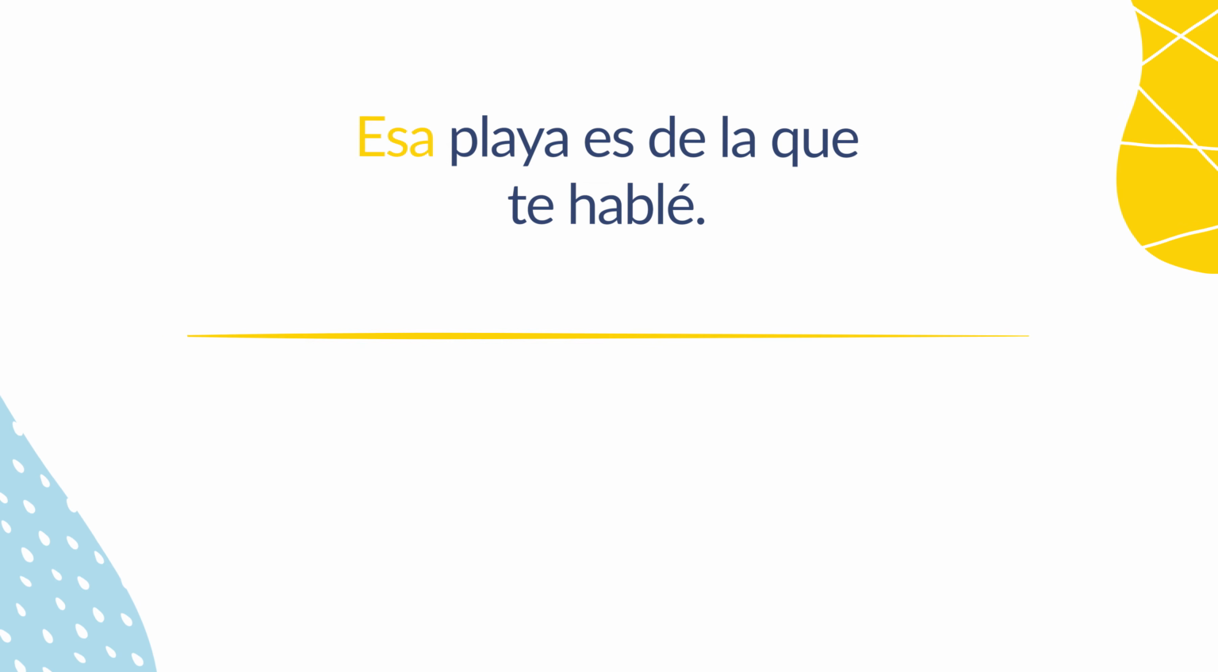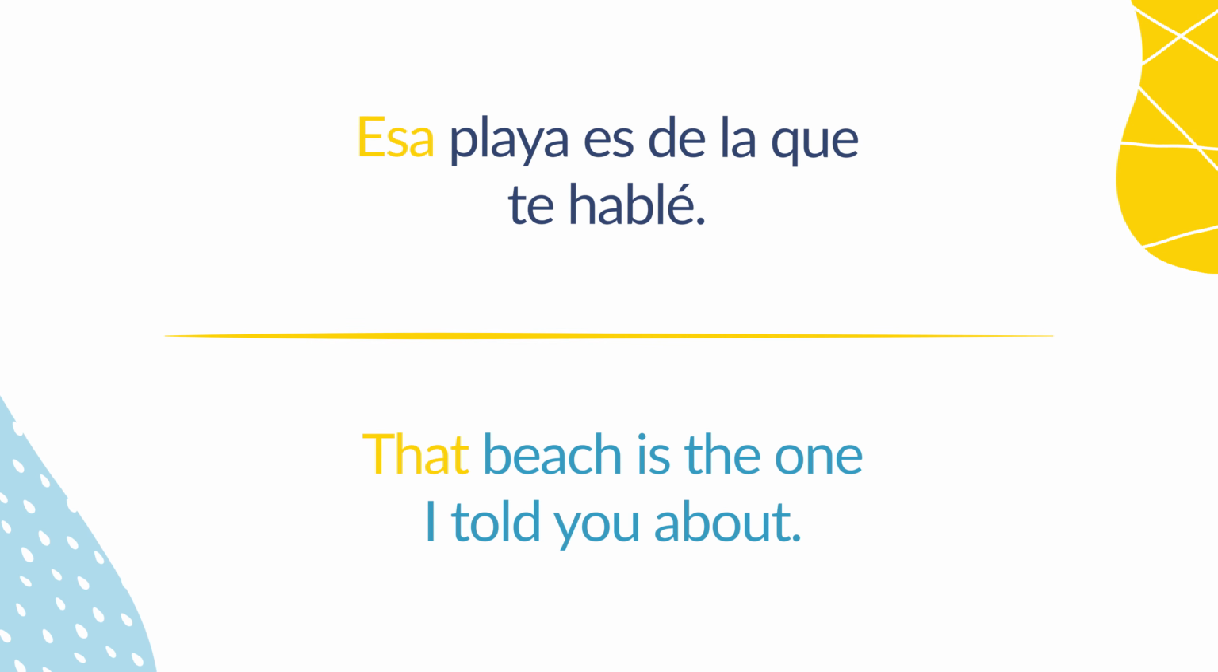This will make a bit more sense when we see it in a sentence. Say you and your friend are on a tropical vacation and you spot a beautiful beach that you've been wanting to pay a visit. You might tell your friends, "Esa playa es de la que te hablé." That beach is the one I told you about. The word esa is used here because the beach is a medium distance away from you. And of course, esa is in the feminine form to match the noun la playa or beach.